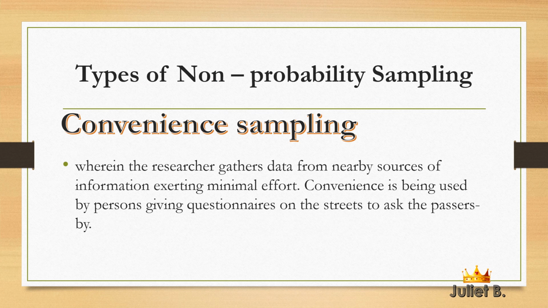So, ano yun? Meron tayong convenience sampling. Convenience from the word itself, wherein the researcher gathers data from nearby sources or information exerting minimal effort. Convenience is being used by persons giving questionnaires on the streets to ask the passers-by. So, ganun lang. Kung saan siya conveniente, kung saan siya mas madaling makakuha ng data, yun ang gagawin niya. Convenience sampling.